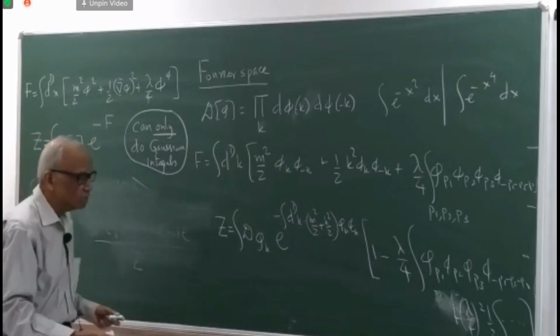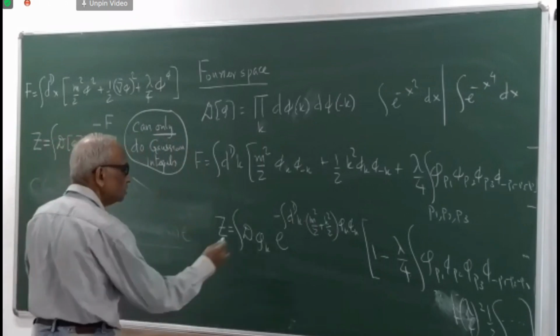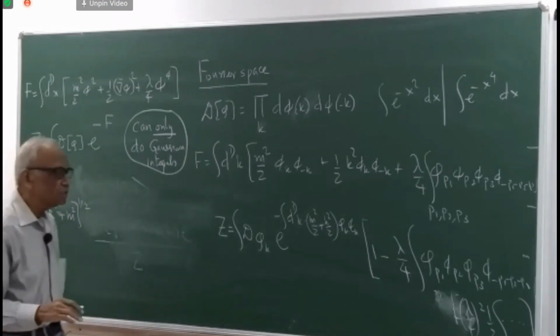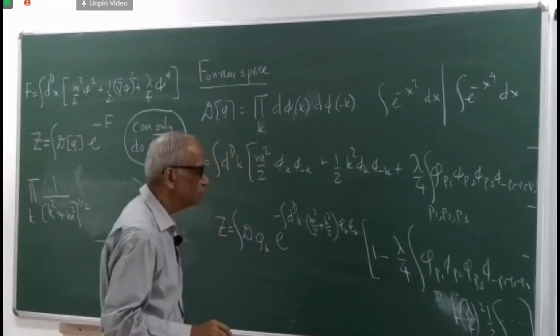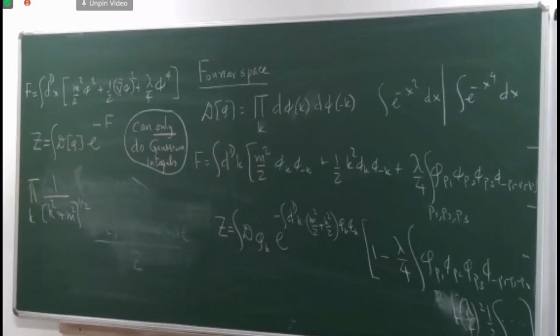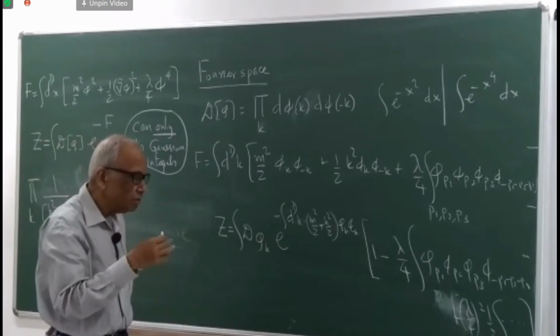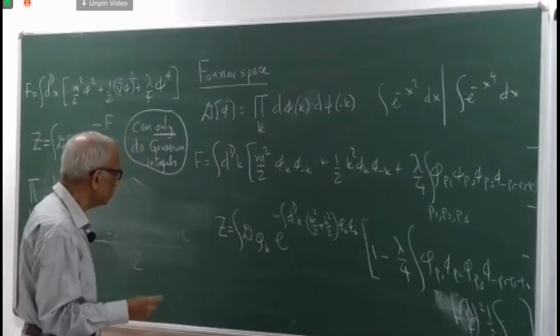So what we said was that, look, I know what the first term is. The first term is the product over k of 1 over k squared plus m squared, to the power half. That is this first term over here. And now the point was that I need to do the other terms, and this we wrote down.